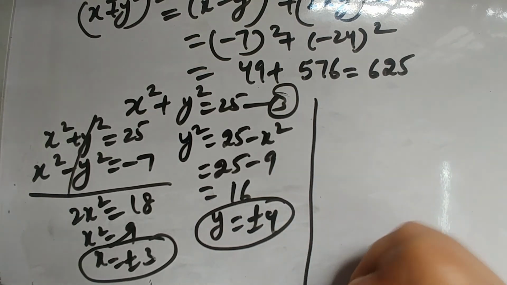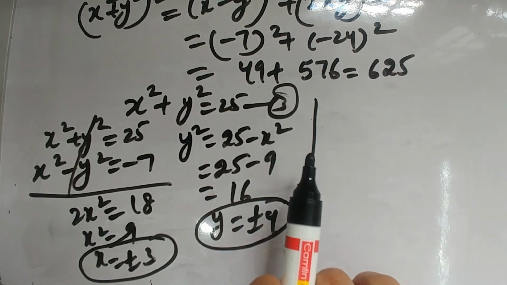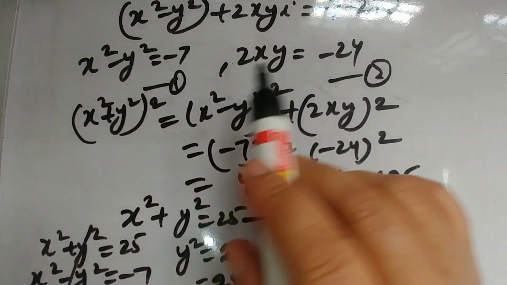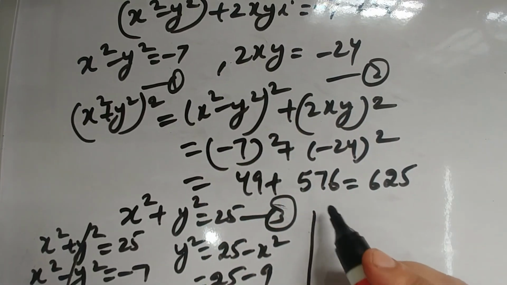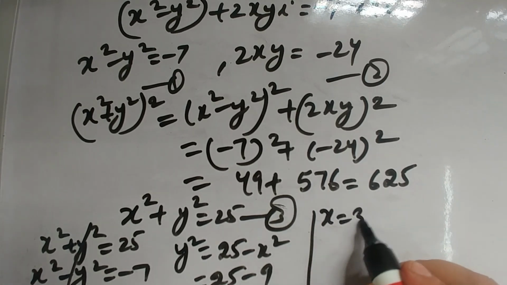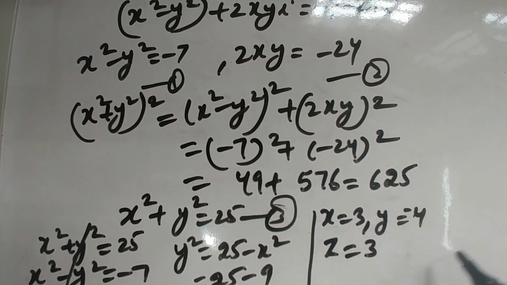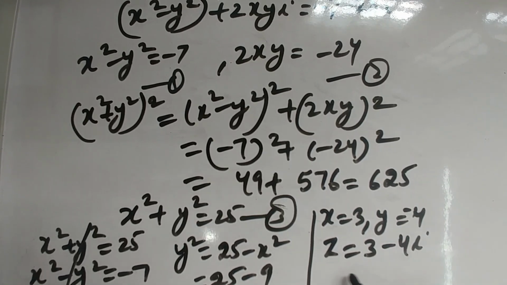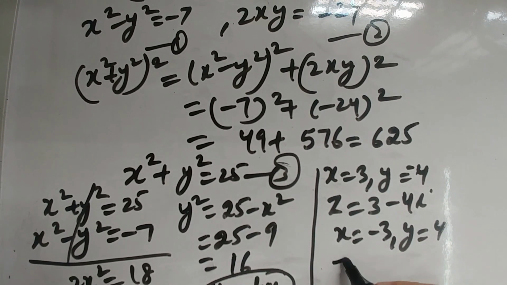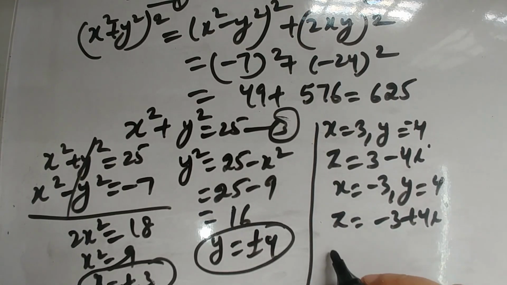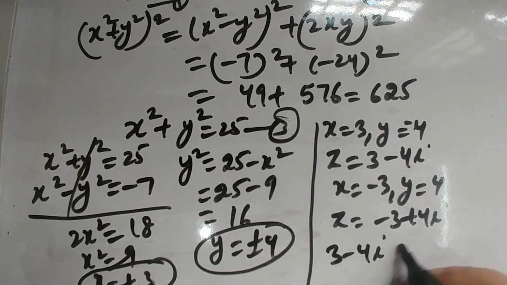Okay, now as this equation number 2 was giving me the alternate signs, because it was having the term as negative, I'll frame the square root as when x is 3, y is minus 4, so it is 3 minus 4 iota, and when x is minus 3, y is plus 4, the complex number is minus 3 plus 4 iota. So the square roots of the complex number are 3 minus 4 iota and minus 3 plus 4 iota.